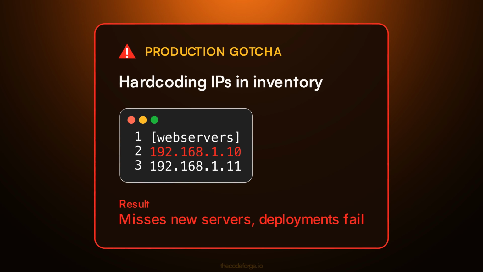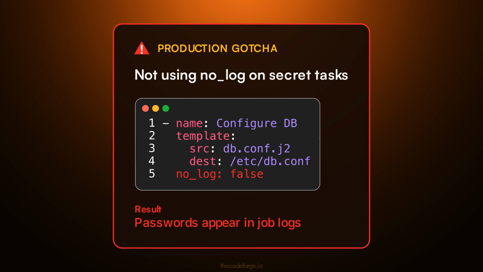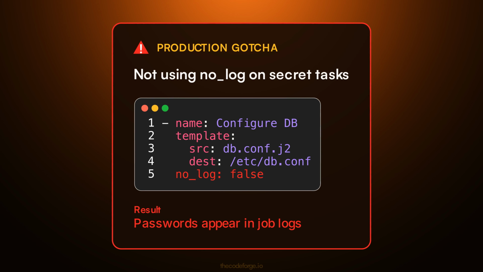Hardcoding IP addresses in inventories is not automation. When new servers are added, they are missed. Use dynamic inventories that pull from cloud providers. If you don't set no_log: true on tasks that handle secrets, the secret value appears in job logs. Always set no_log: true for tasks that use credentials.